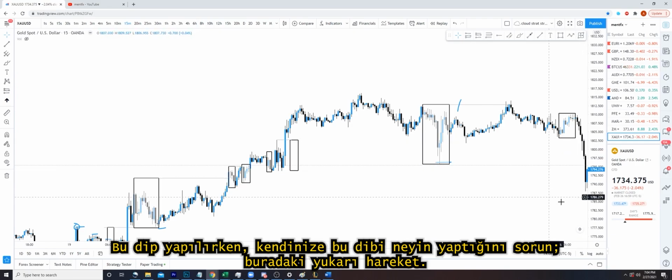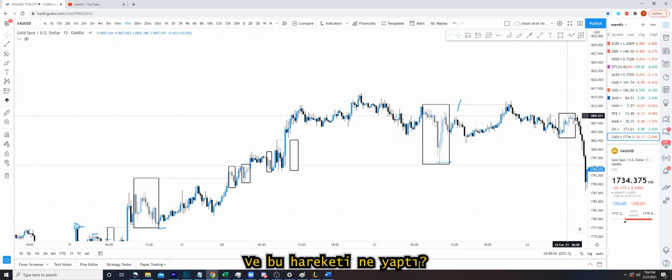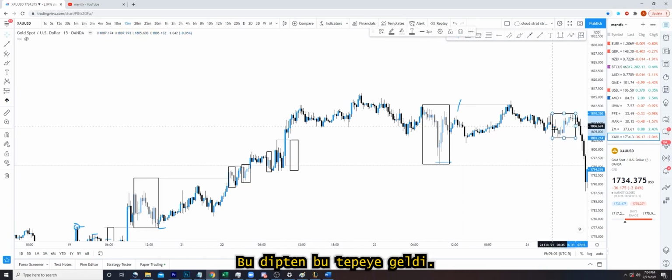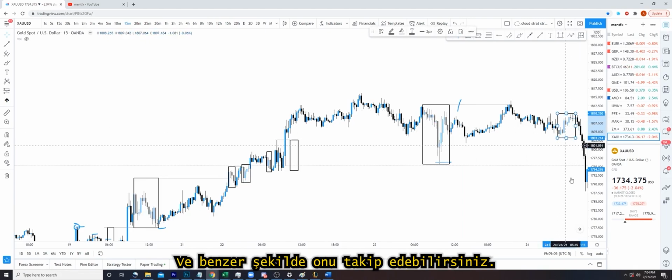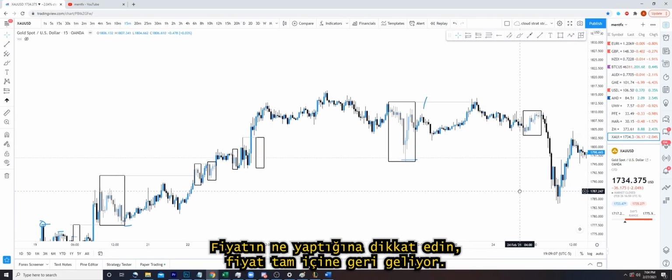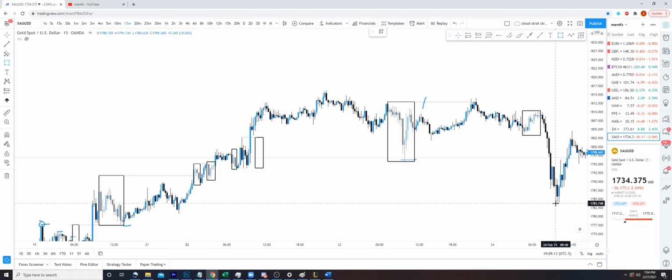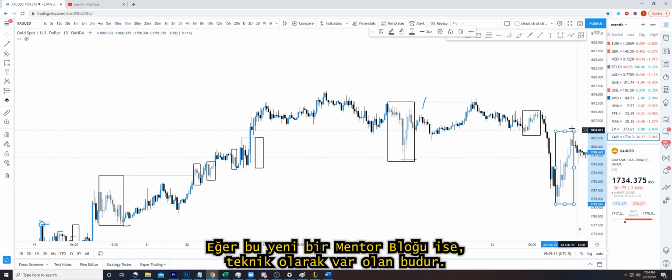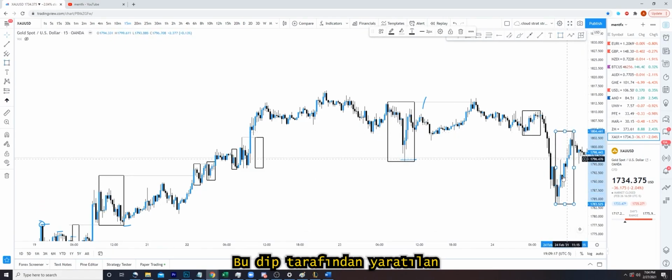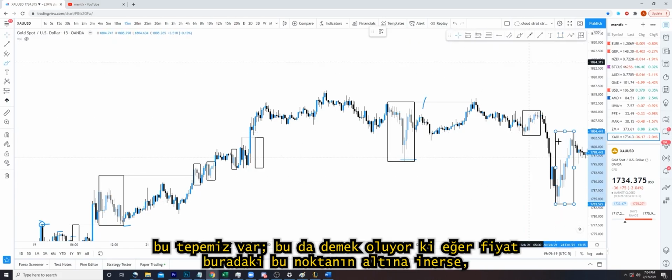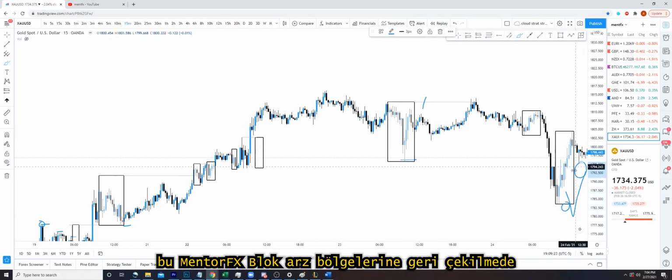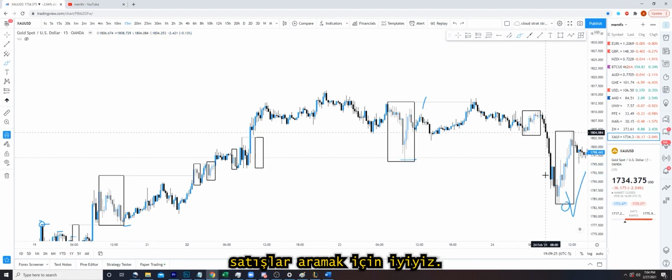As this low gets made, ask yourself what made this low, this move up here, right? And what made this move? It came from this low to this high. And similarly, you can follow it. Notice what price does. Price comes right back up into it. And as it comes back up into it, we form a potential new MentorFX block. If this is a new MentorFX block, this is the one that technically exists. We have this high that is created by this low, which means that if price gets below this point here, we are good to look for sells on the retracement into these MentorFX block supply zones again.